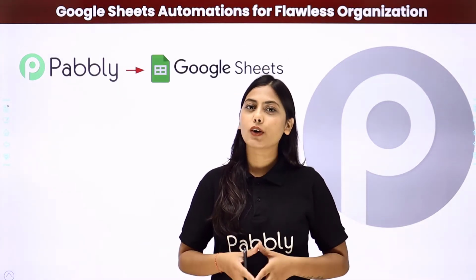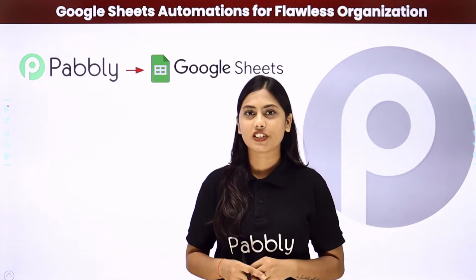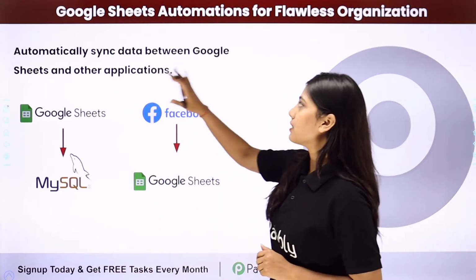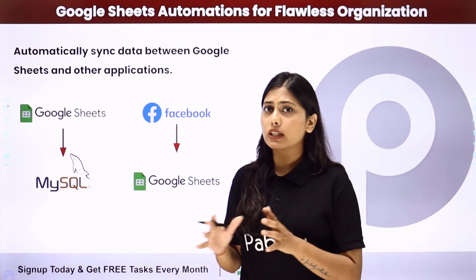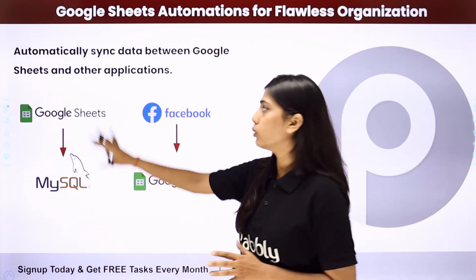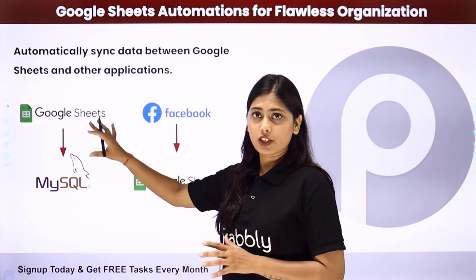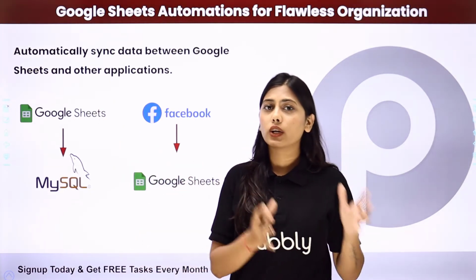In this video, we are going to learn some of the amazing and immensely useful Google Sheets automations. So let us begin. Firstly, what you can do is automatically sync data between Google Sheets and other applications, which means that either you can sync two spreadsheet applications like Google Sheet and MySQL and transfer data simultaneously in these applications. And then what you can do is take data from one application and store it in Google Sheet.